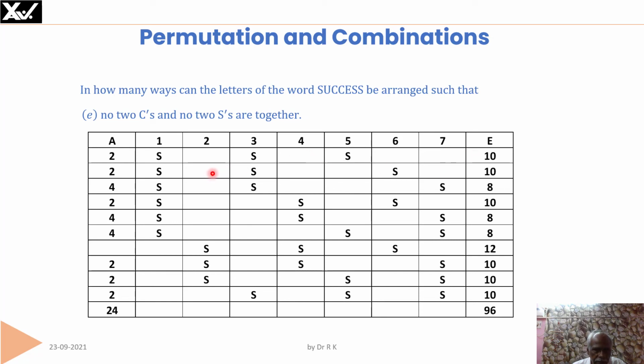Similarly, for the second case here, I can put C here, 2 and 4, 2 and 5, and 2 and 7, or 4 and 7, or 5 and 7. So totally 5 ways, and U and E can be put in the remaining 2 places in factorial 2 ways, 10 ways. Likewise, I have done for all the cases, and if you add all these things, you will get 96 ways. So there are 96 ways where no 2 C's and no 2 S's will be together.